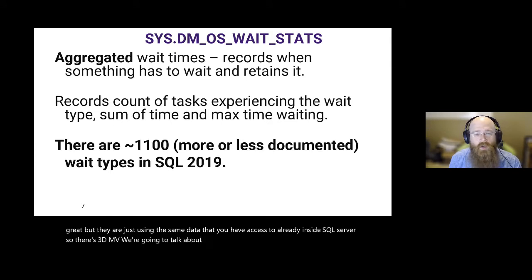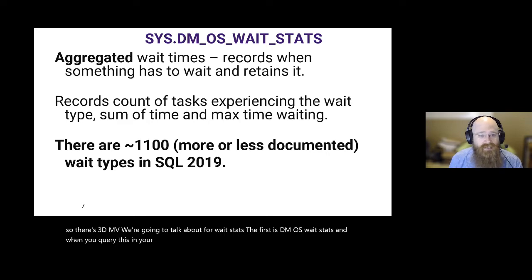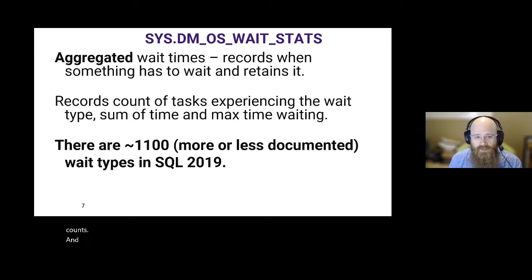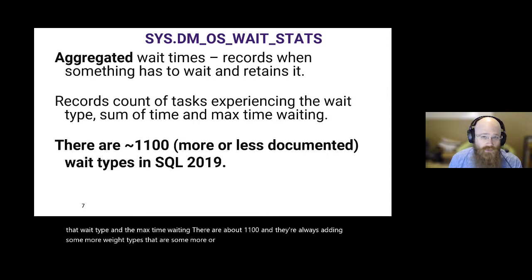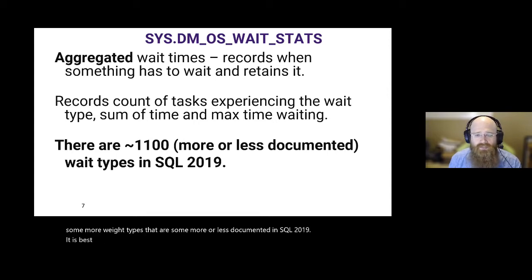The first is sys.dm_os_wait_stats. When you query this in your SQL Server, you'll see records that are aggregating wait times and counts. And these numbers are always going up. So it records the count and times of tasks experiencing that wait type and the max time waiting. There are about 1,100, and they're always adding some more wait types that are more or less documented in SQL 2019. It is best to exclude some types of waits.